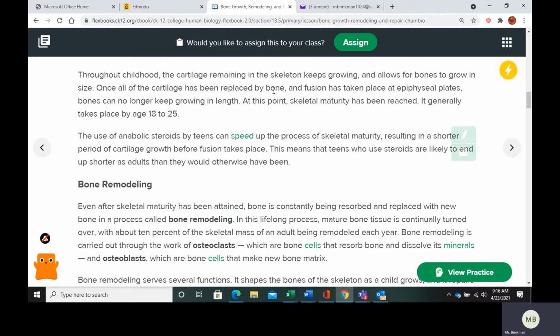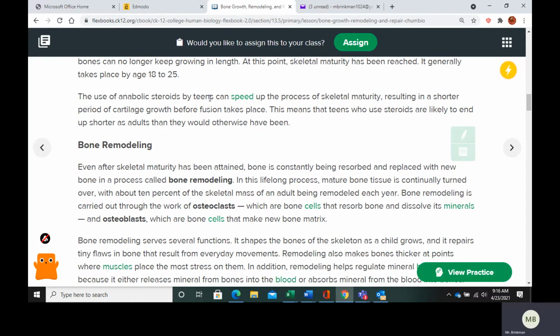Once all of the cartilage is replaced by bone and fusion has taken place at these things called epiphyseal plates that are near the end of your bones, bones can no longer grow in length, okay? This is called skeletal maturity, and it takes place by age 18 to 25. If someone uses steroids and they're not done growing, it can speed up the process of skeletal maturity. So you have a shorter period of cartilage growth before fusion, so you will end up shorter as an adult if you use roids as a teen.